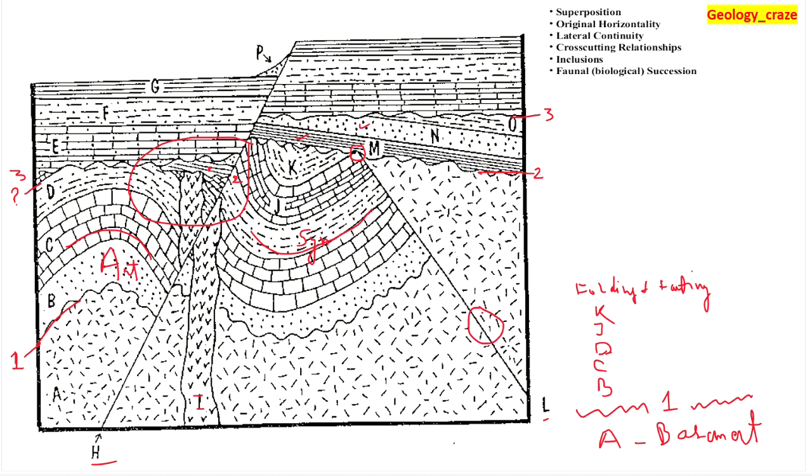If I want to know whether this fault block is going down and this block is going up, I'm unable to identify within the same lithology. Okay, we have to find where the contrasting lithology is. Okay, we look at this part. This side we have an igneous body, this side we have a sedimentary part. Okay, obviously this part is going up.